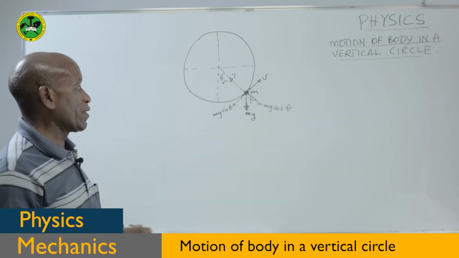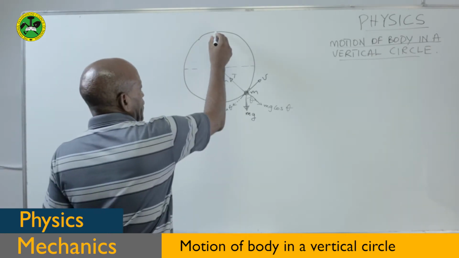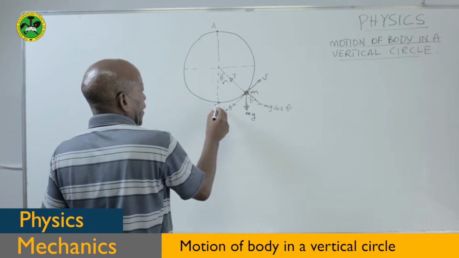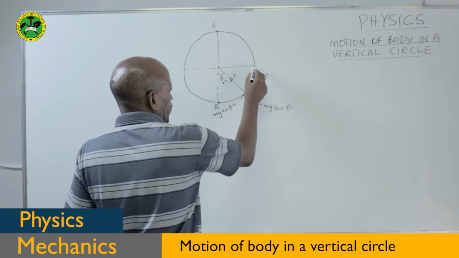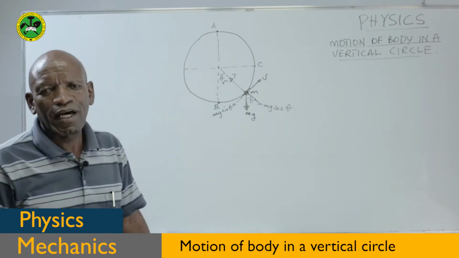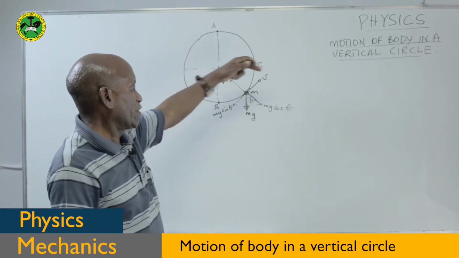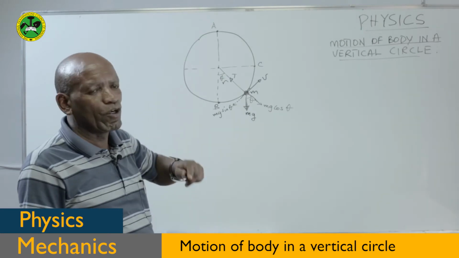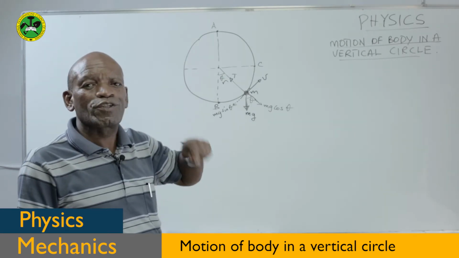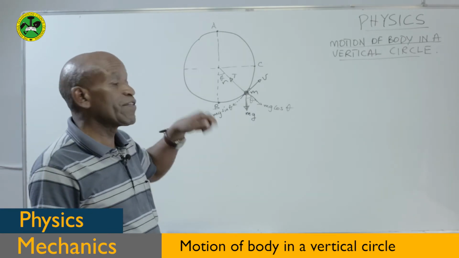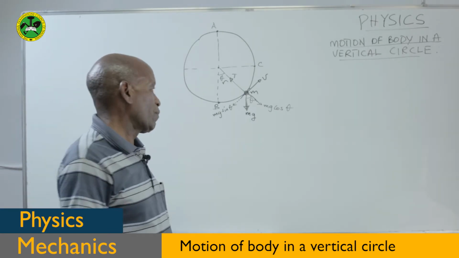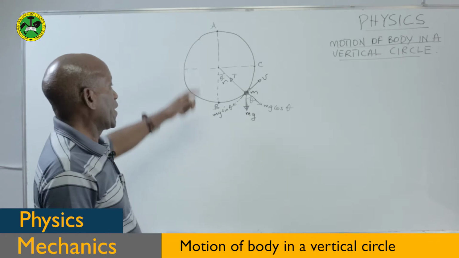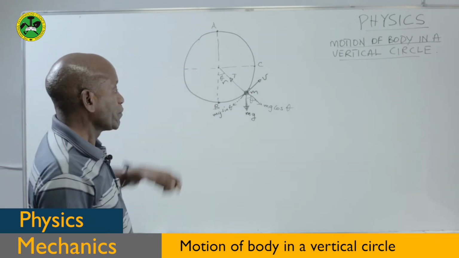But the very important points are whenever the body has reached the top and whenever it has reached the bottom. Sometimes we also consider the point where the string is in the horizontal line. All in all, whenever a body is moving in a circle, there is a centripetal force which maintains this body moving in a circle. So we can look at those important points, at the top and at the bottom.